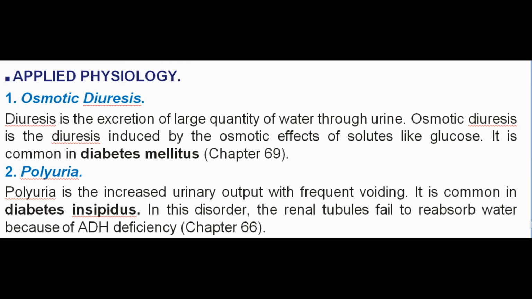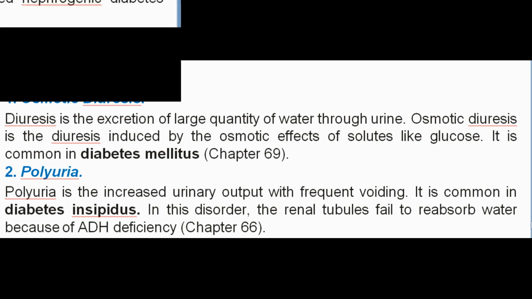Applied physiology. Osmotic diuresis. Diuresis is the excretion of large quantity of water through urine. Osmotic diuresis is the diuresis induced by the osmotic effects of solutes like glucose. It is common in diabetes mellitus, Chapter 69. Polyuria. Polyuria is the increased urinary output with frequent voiding. It is common in diabetes insipidus. In this disorder, the renal tubules fail to reabsorb water because of ADH deficiency, Chapter 66.